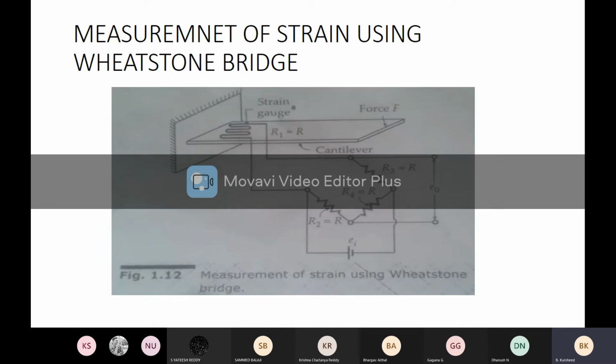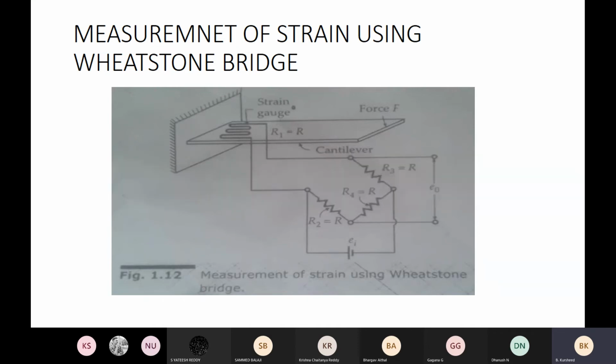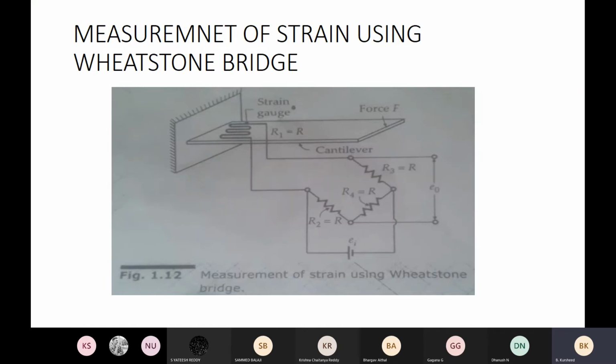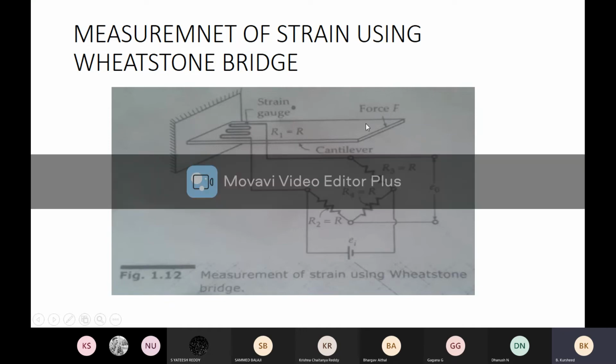The bridge is balanced when all the resistors connected in the bridge are of the same value, or if the ratio of R1 by R3 and R2 by R4 are equal, then the bridge is said to be balanced. Always the bridge should be balanced, then only we will get a desired output. Here, what does measurement of a strain gauge mean? Here a cantilever. See, cantilever is there, strain gauge is there. Pressure is applied on the cantilever. This is the bridge, 4 resistors R1, R2, R3, R4.